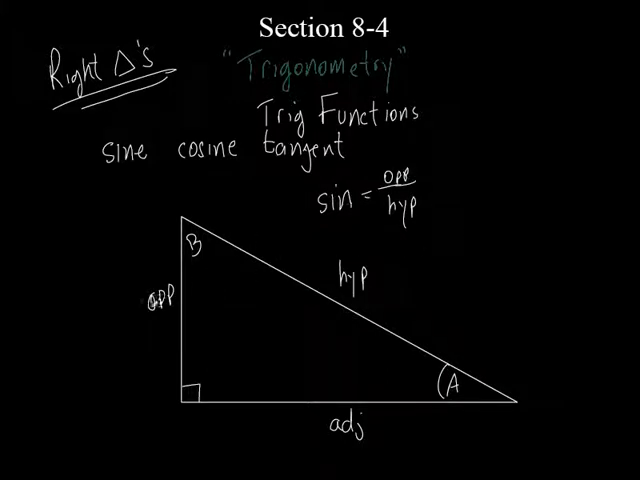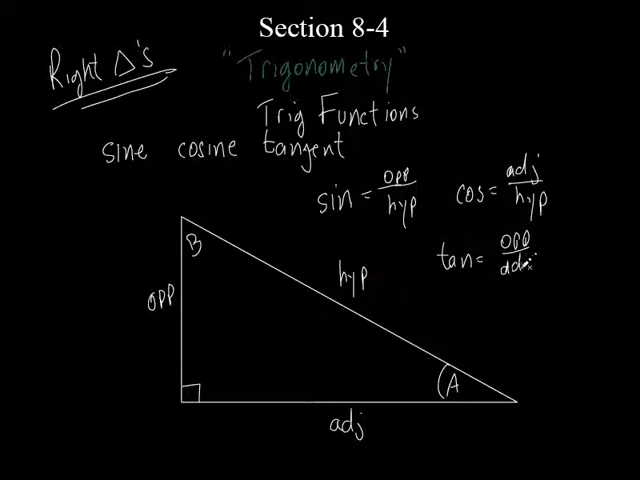So the sine is the opposite over the hypotenuse. Okay, let's do cosine. What's cosine equal to? It's equal to the adjacent over hypotenuse. And then the last one is the tangent, and it's opposite over adjacent.